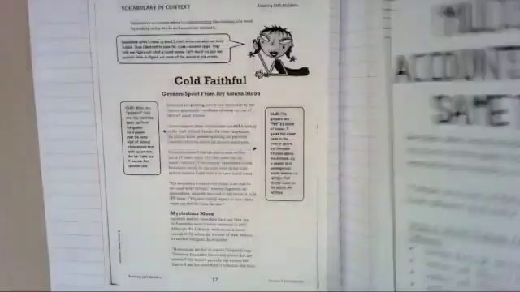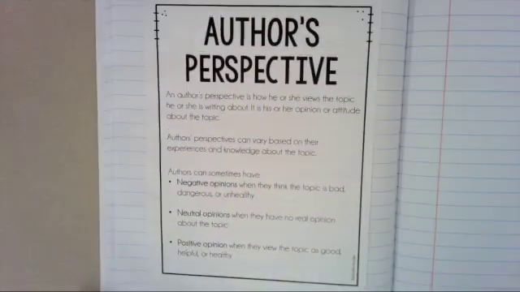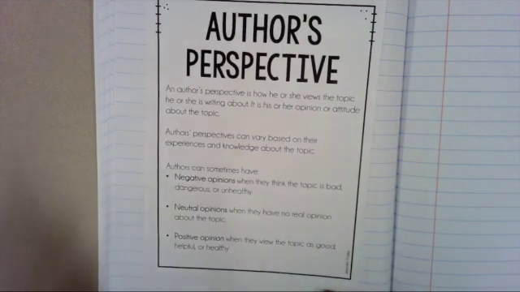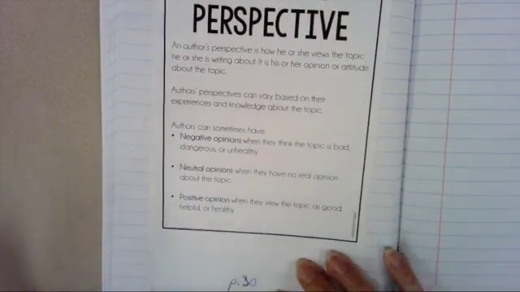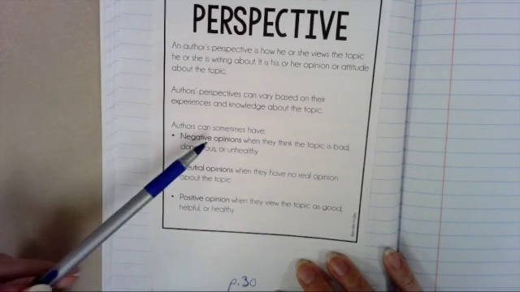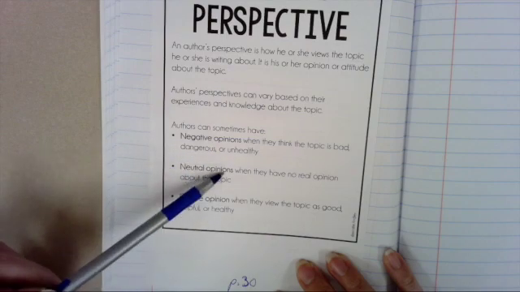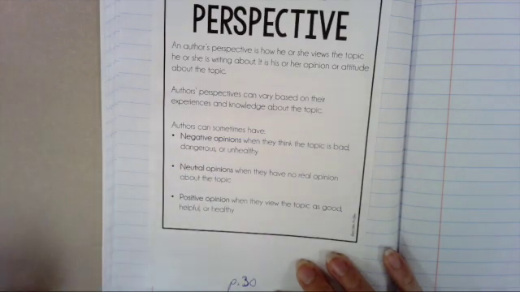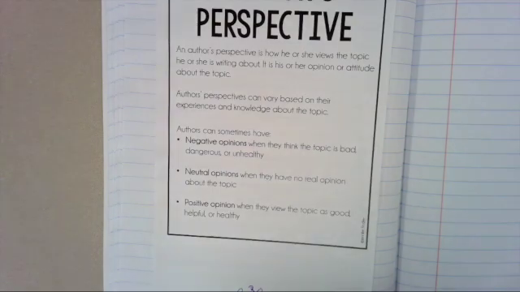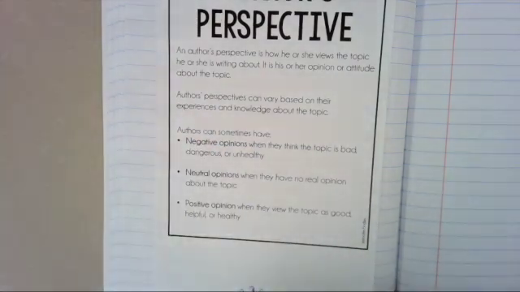On page, that was 29, so on page 30, author's perspective. So the author, of course, is whoever wrote the topic, and the author can choose to have negative opinions, neutral opinions, or positive opinions. And what they choose to include in their writing, their perspective, whether it's negative, neutral, or positive, will influence the reader. Okay, so that's just something else to keep in mind. You can read over these notes in more detail. I'm not going to read them to you because I know you're all very good readers.